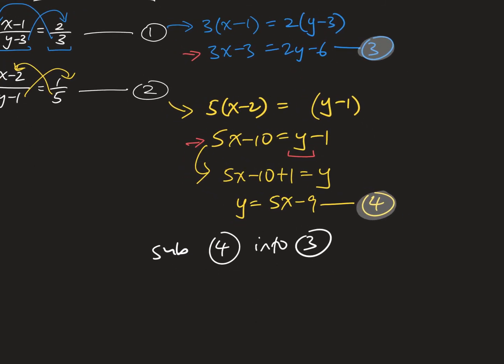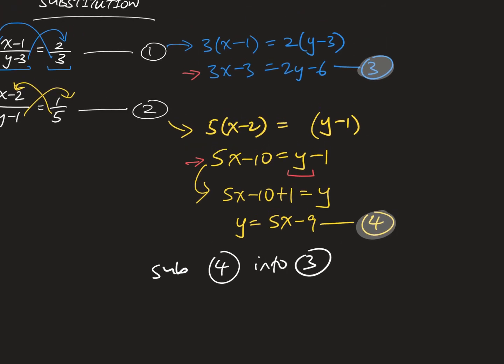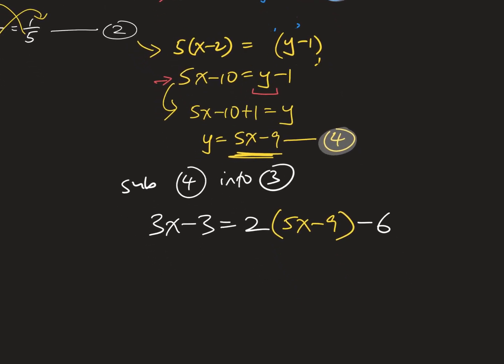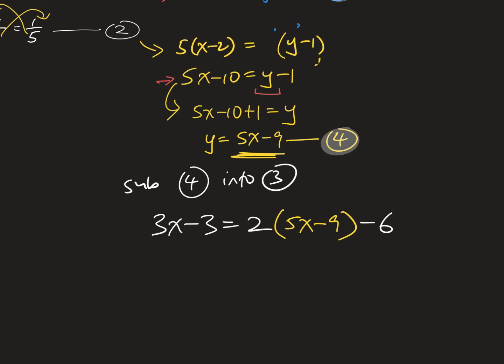So let's substitute equation 4 into equation 3, and equation 3 looks like this now. It will be 3 times x minus 3 equals 2 times y, but y was 5x minus 9, so y is now 5x minus 9. And then, of course, we just finish up the equation. You can see that y is gone, so let's just simplify, and we'll be able to solve for x.